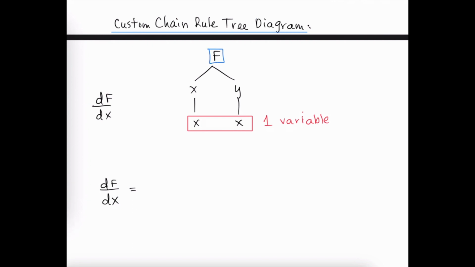So starting at the top with capital F, we're going to go down the x branch, which is partial F with respect to x, times, continuing down the x branch, this is a straight d derivative dx dx, which is going to give us 1. Plus, back up to the top, we've got partial capital F with respect to y, times, from y to x, again, y depends only on x, so that's a straight d derivative of y with respect to x.